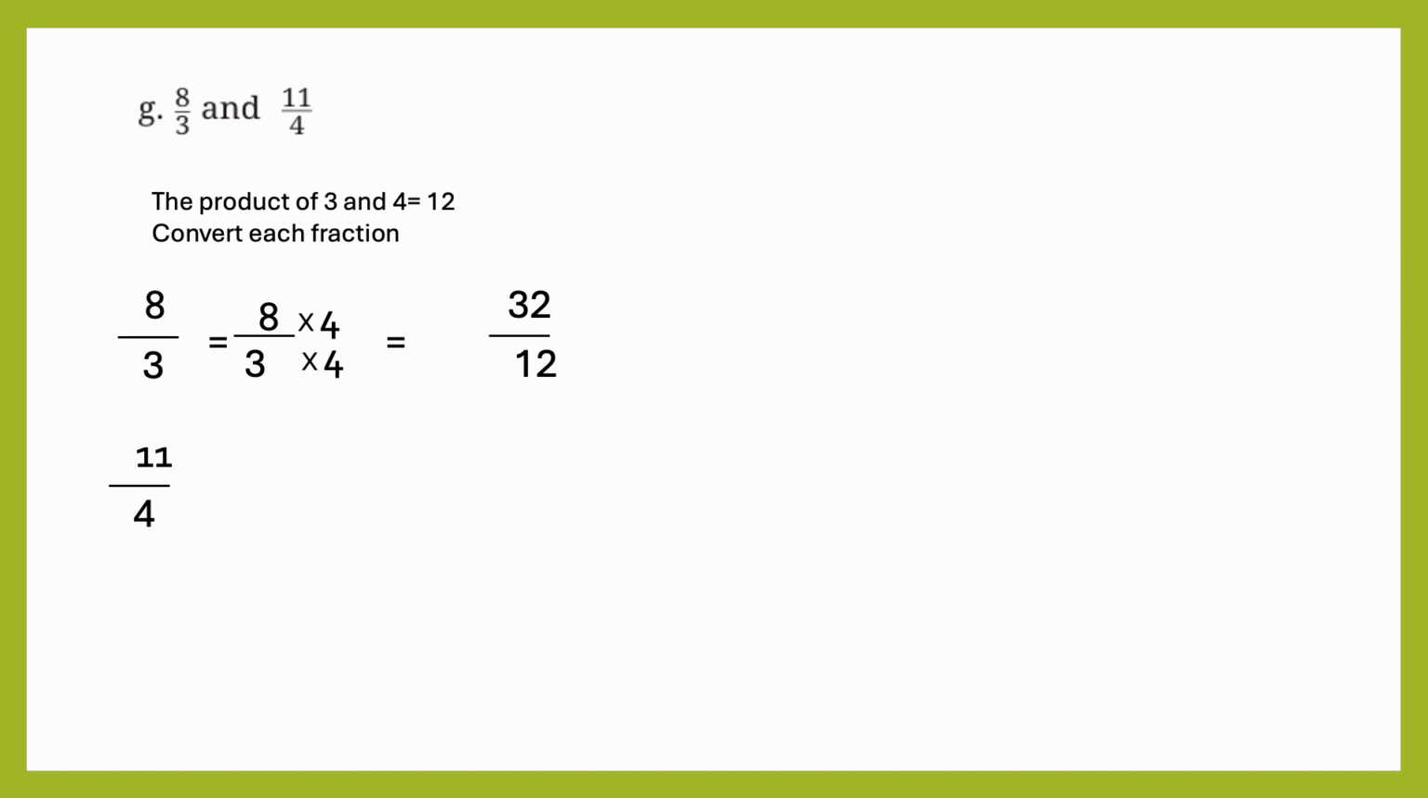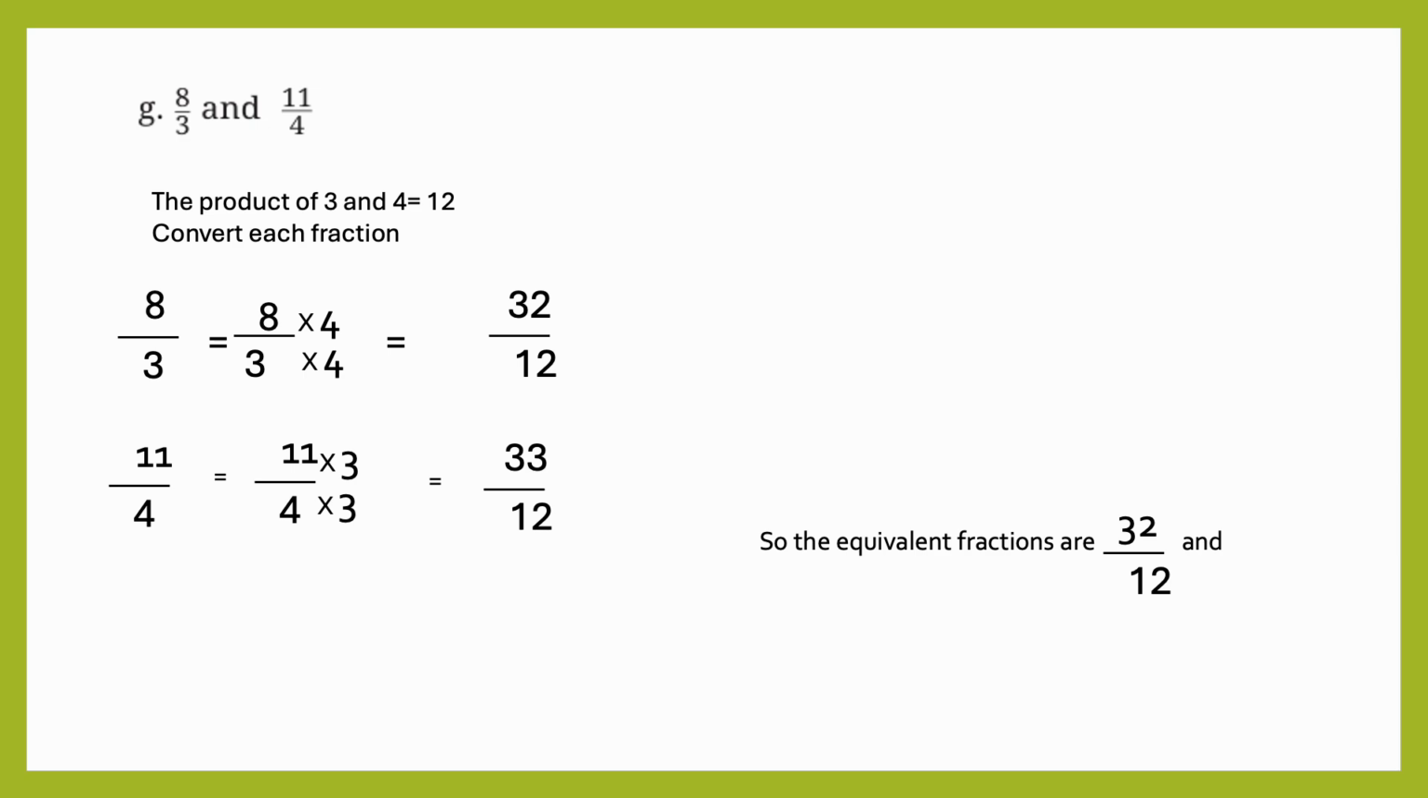Next fraction, 11 by 4. Convert this fraction into an equivalent fraction such that the denominator is 12. See, 4 into 3 is 12, so multiply both numerator and denominator by 3. So we will get 11 into 3 is 33, 4 into 3 is 12. So the equivalent fractions are 32 by 12 and 33 by 12.